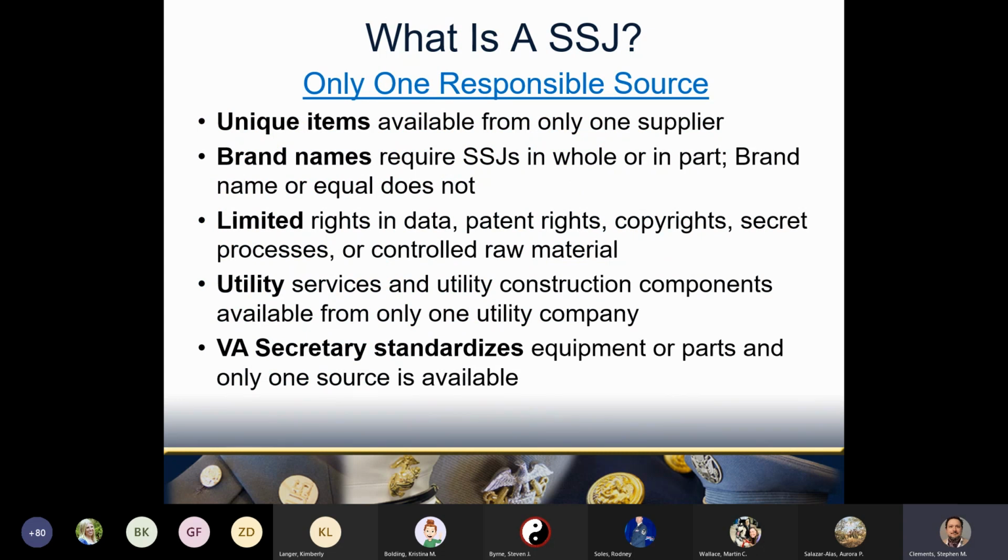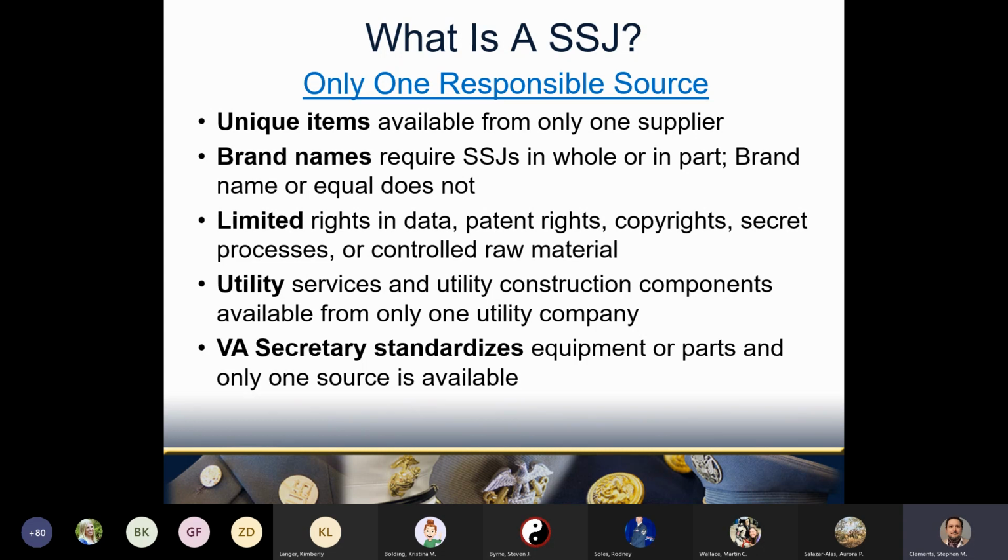So now we'll dig further into the three FAR Part 6 authorities we are most likely to use, starting with only one responsible source and nothing else will do. I see that one a lot. Legitimate reasons. There's all kinds of reasons to use this one, such as unique items available from only one supplier.